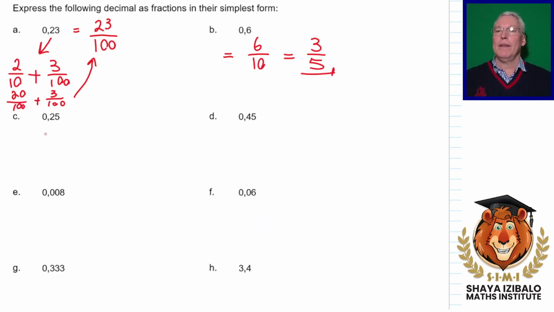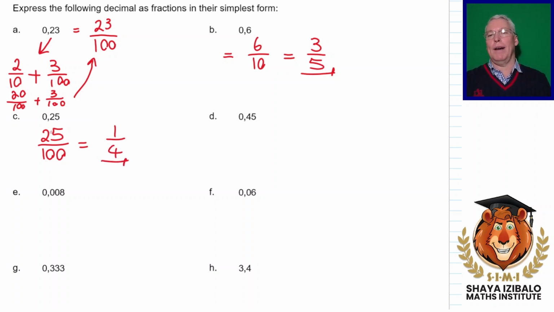Okay, so this one, 25 hundredths. Now, we should know that 25 hundredths is a quarter. There are 4 lots of 25 in 100, so we can divide the top by 25 and the bottom by 25. You might have taken longer to get there. Maybe you divided by 5, in which case you would have got 5. If you divide the bottom by 5, you would have got 20. And then 5 goes into 20 4 times.